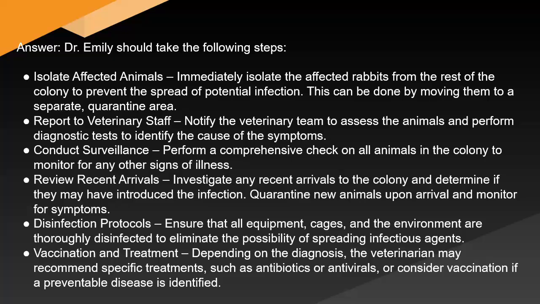Conduct surveillance: perform a comprehensive check on all animals in the colony to monitor for any other signs of illness. Review recent arrivals: investigate any recent arrivals to the colony and determine if they may have introduced the infection. Quarantine new animals upon arrival and monitor for symptoms. Disinfection protocols: ensure that all equipment, cages, and the environment are thoroughly disinfected to eliminate the possibility of spreading infectious agents. Vaccination and treatment: depending on the diagnosis, the veterinarian may recommend specific treatments such as antibiotics or antivirals, or consider vaccination if a preventable disease is identified.